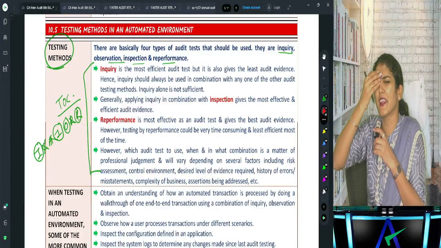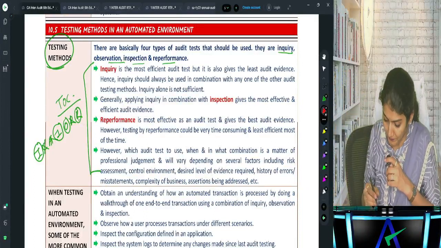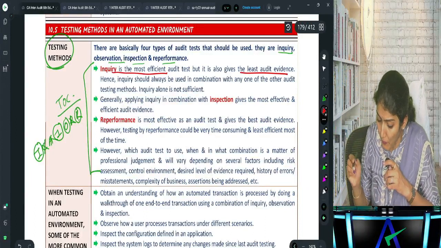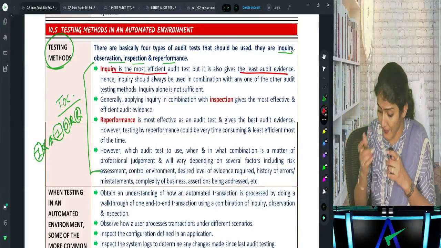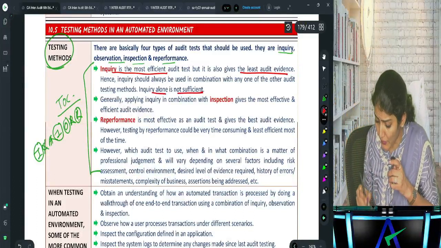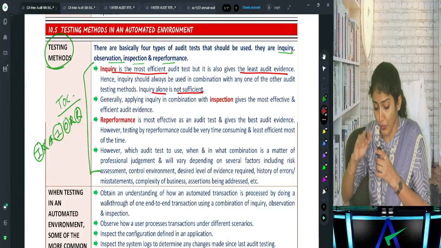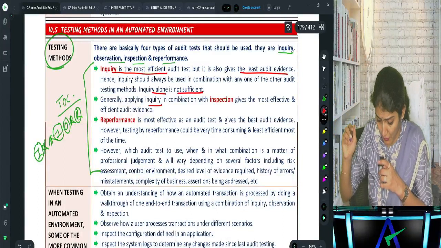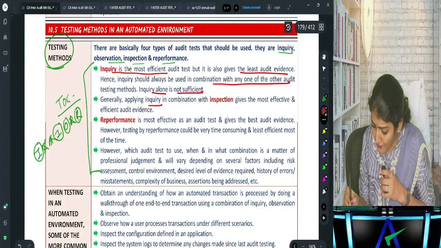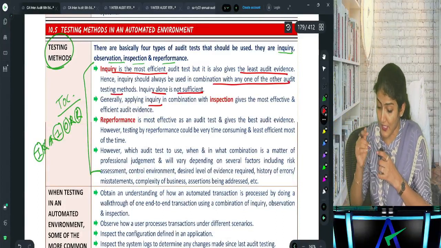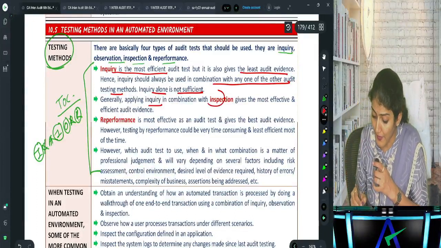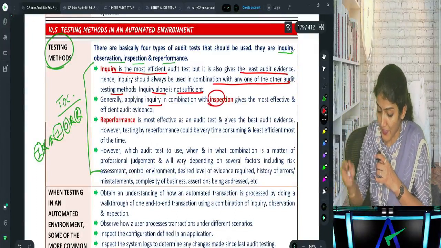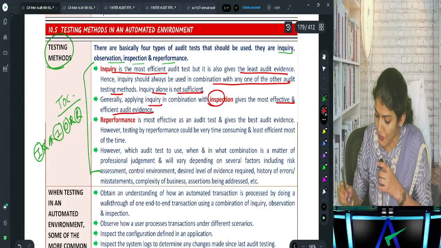But what does it say? It gives you the least evidence. So inquiry is most efficient, but you get the least evidence. That is why inquiry alone is not sufficient. What you should do is always use inquiry in combination with any one of the other audit testing methods. And generally, what is a very good combination? Inquiry in combination with inspection gives the most effective and efficient audit evidence.